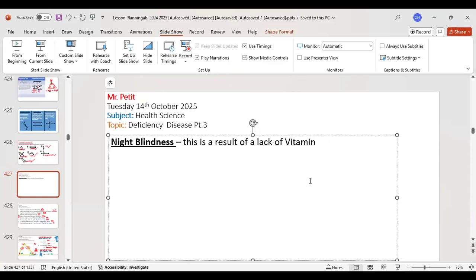What vitamin helps you to see? Vitamin A. Very good. It comes from carrots. Not only carrots, but also what? So carrots, what color is carrots? That might help you out. Orange, very good.